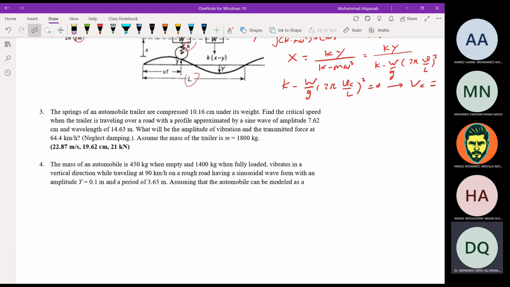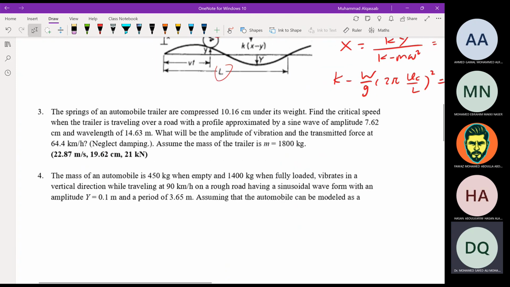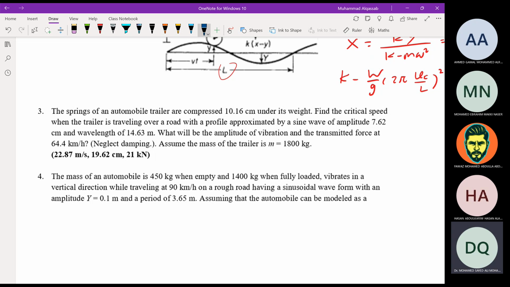Question 3. The springs of an automobile trailer are compressed 10.16 centimeter under its weight. Find the critical speed when the trailer is traveling over a road with a profile approximated by a sine wave of amplitude 7.62 centimeter and wavelength of 14.63 meter. What will be the amplitude of vibration and the transmitted force at 64.4 kilometer per hour? Neglect damping. Assume the mass of the trailer is M equal to 1,800 kilogram.